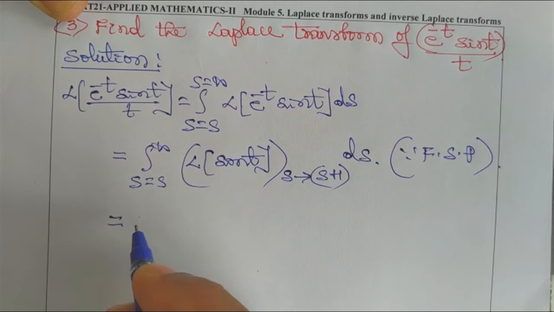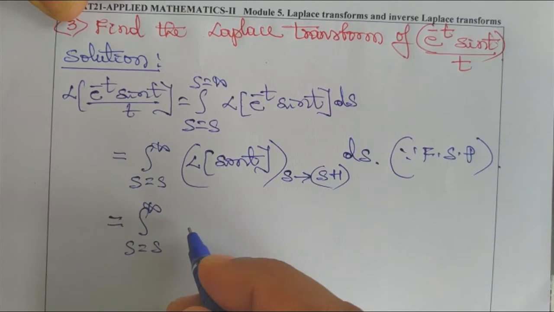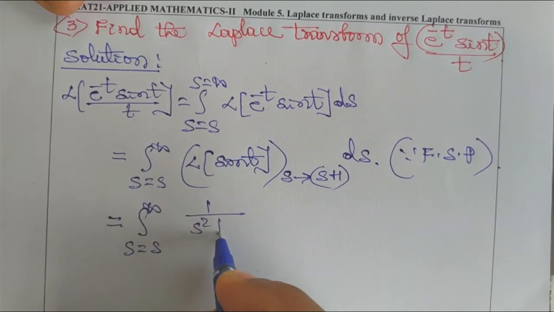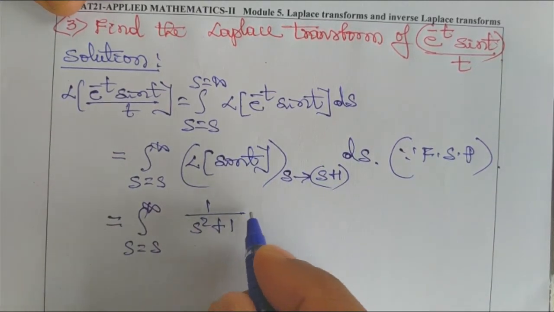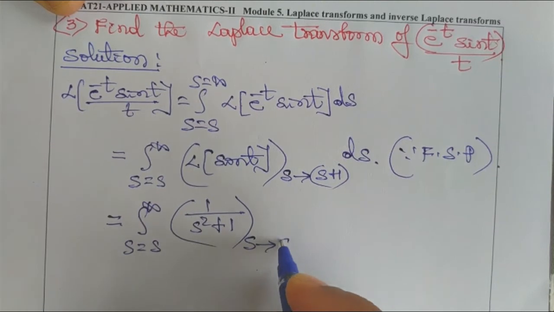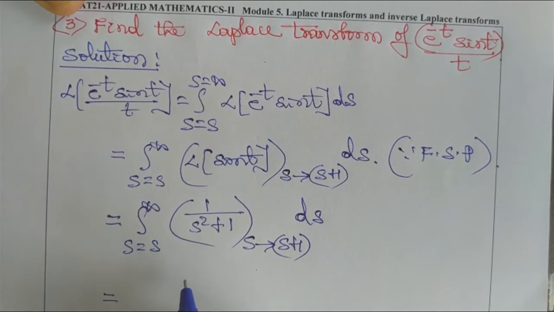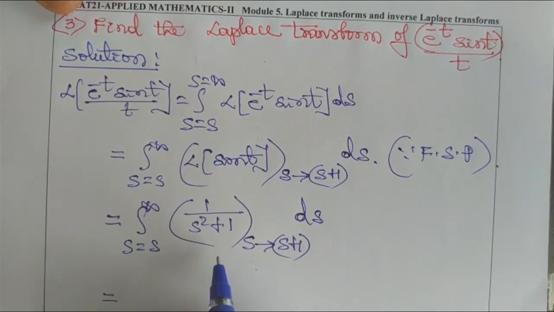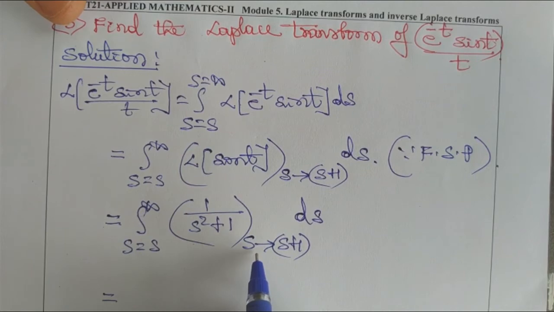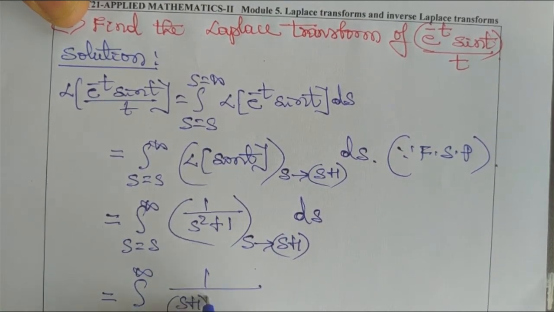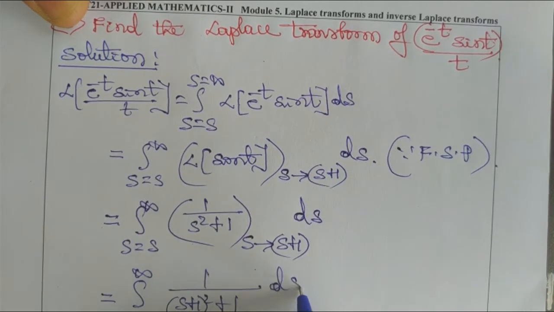Now, Laplace of sin t, you know, integral from s to infinity. Laplace of sin t is 1 divided by s square plus 1 square, because the coefficient of t is 1. So s tends to s plus 1, into ds. Now you substitute the s value as s plus 1. Integral from s to infinity of 1 divided by s plus 1 whole square plus 1 into ds.